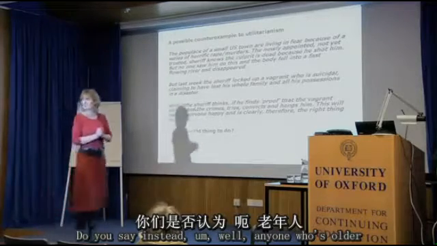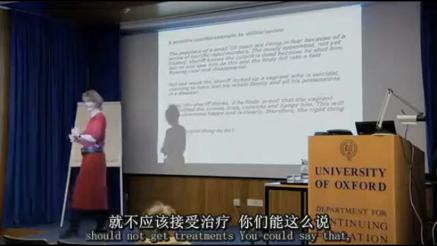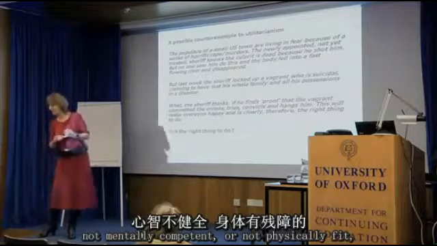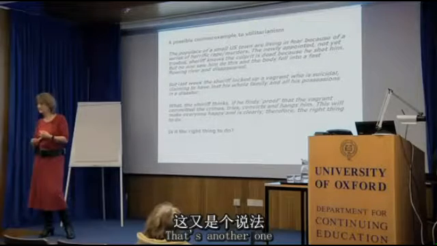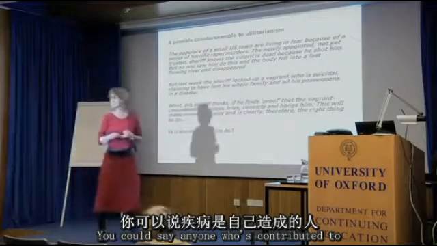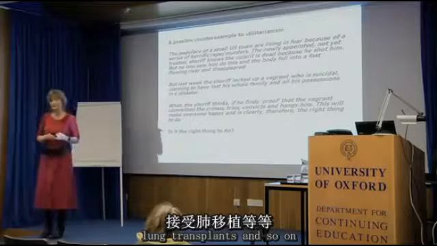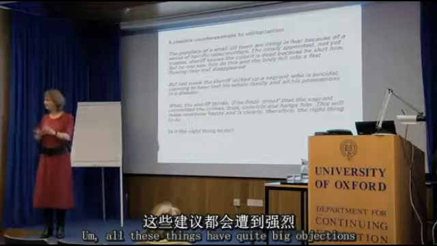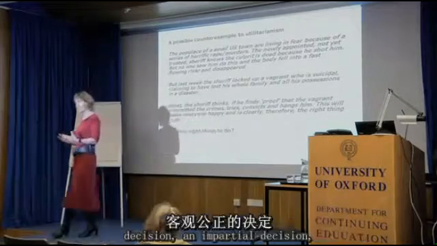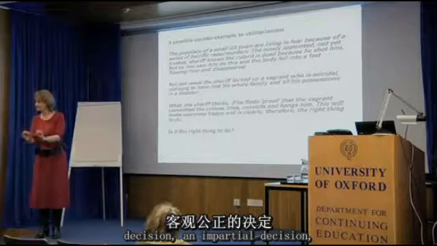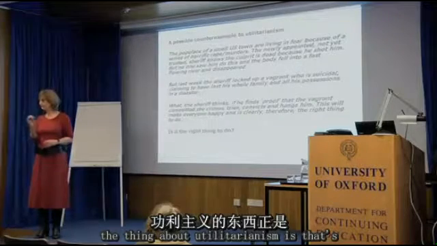Do you say instead, well, okay, anyone who's older should not get treatment? You could say that. You could say anyone who's not mentally competent or not physically fit doesn't get treatment. You could say that. That's another one. You could say anyone who's contributed to their own ill health shouldn't get it, so smokers shouldn't get lung transplants and so on. All these things have quite big objections to them. Qualies is at least an attempt to make an objective decision, an impartial decision as to who should get what treatment. And actually, the thing about utilitarianism is that's what it's doing.